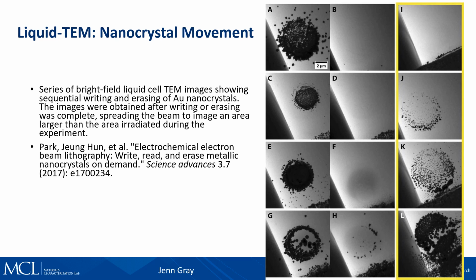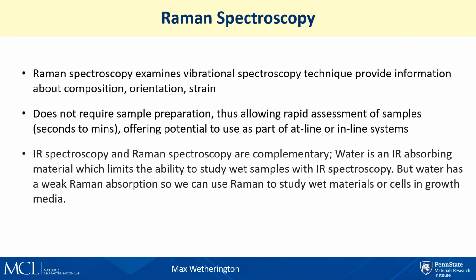Another way to examine hydrated samples is using Raman spectroscopy. So Raman spectroscopy examines vibrational spectroscopy technique, which provides information about composition, orientation, and strain. It does not require major sample preparation, and therefore you're able to do a rapid assessment of samples. So IR spectroscopy and Raman spectroscopy are complementary.